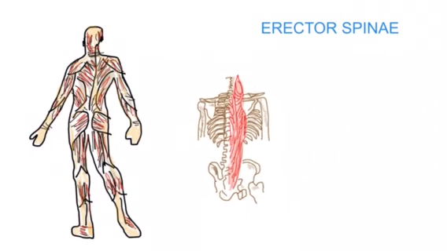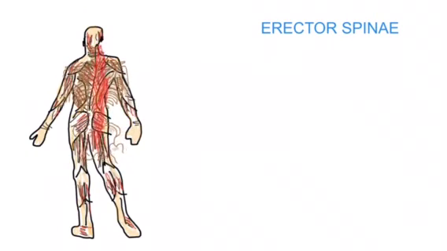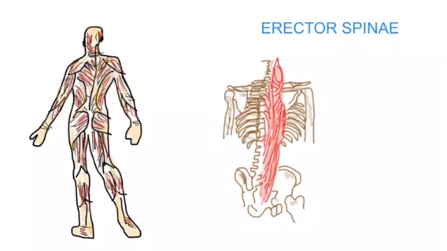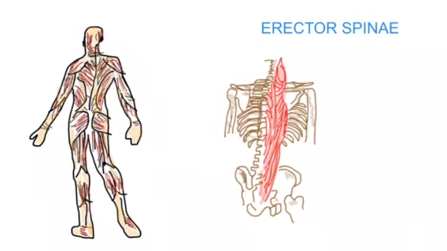The erector spinae muscle goes from the neck all the way down to the lower back. Its origin is at the base of the skull, and it inserts at the sacrum at the bottom of the spine. Its action is the extension of the back or the trunk region.